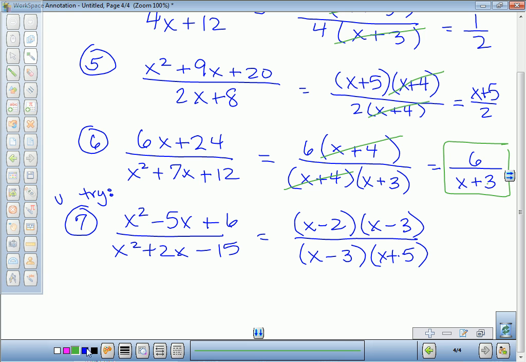Okay, so, in this one, once I have it written as a product, those two factors will cancel. And so this simplifies to x minus 2 over x plus 5. And we cannot cancel anything else. The x's cannot cancel because this is a difference. This is a sum. I don't have a product. You can only cancel if it's written as a product. Are we good? Okay.